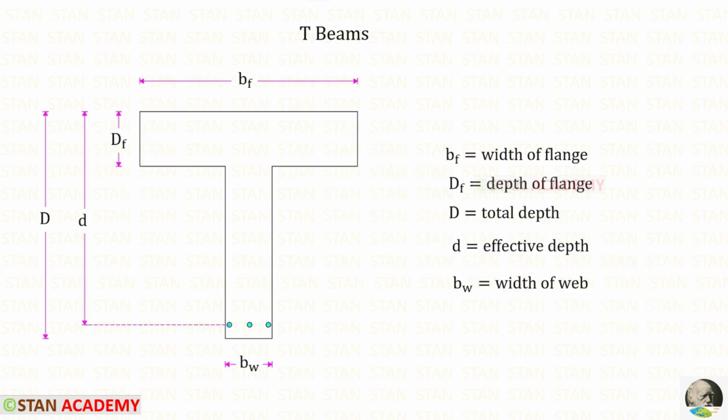Let us take a cross-section of a T-beam. This portion is called as flange and this portion is called as web. Let us keep BF as the breadth of the flange, DF as the depth of the flange, BW as the breadth of the web. Small d is the effective depth and D is the overall depth of the beam.